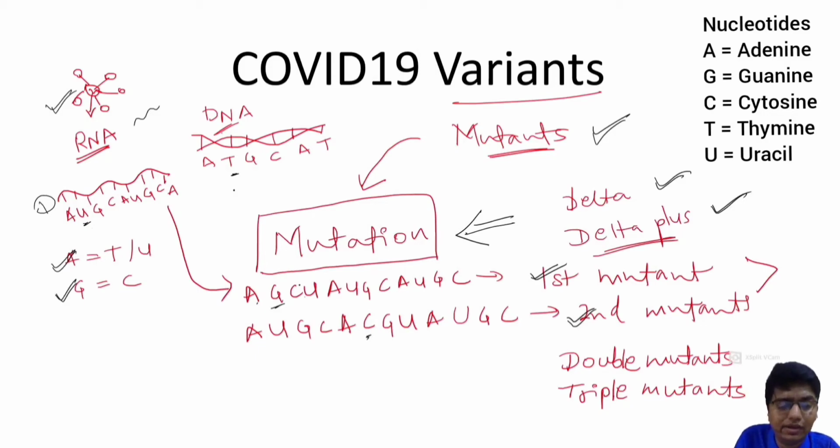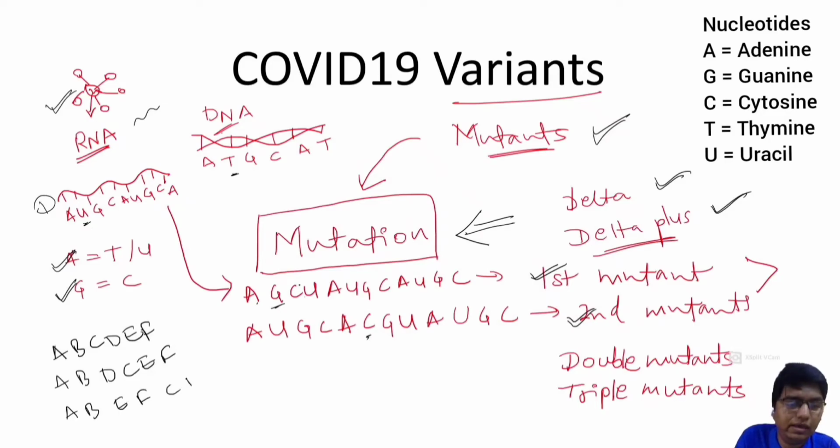In simple language, for easier understanding, like A, B, C, D, E, F. This is the original we know, right? If this changes to A, B, D, C, E, F, and again A, B, E, F, C, D, then this is the original and these two are the mutants, right? So what is mutation? A change in the nucleotide sequence.